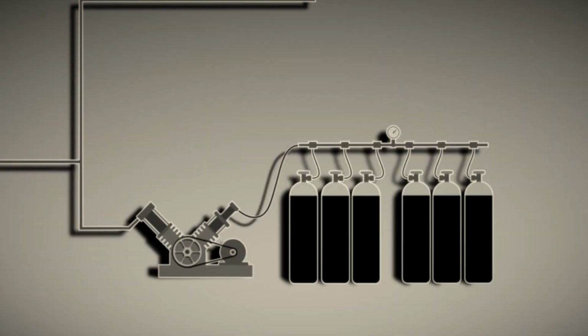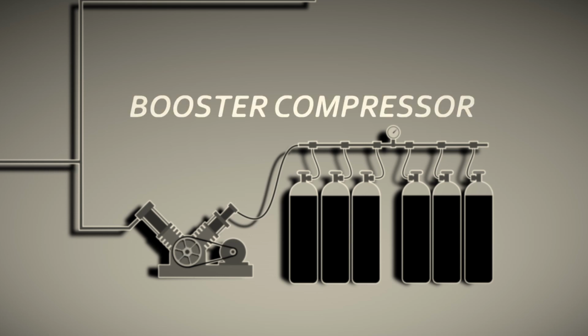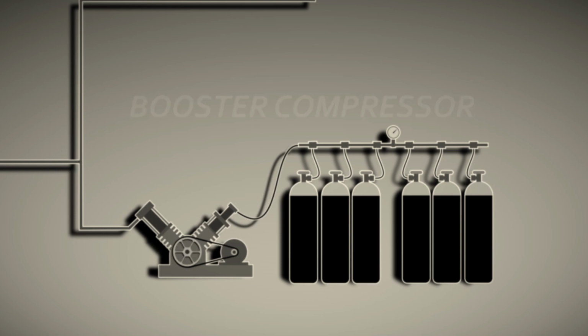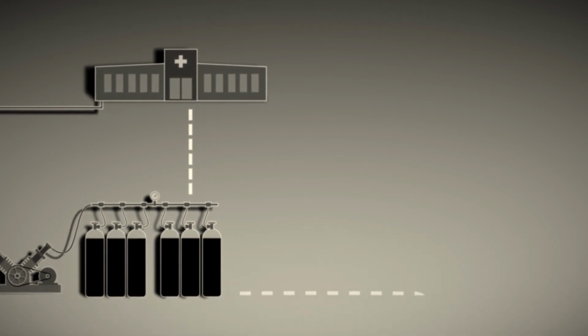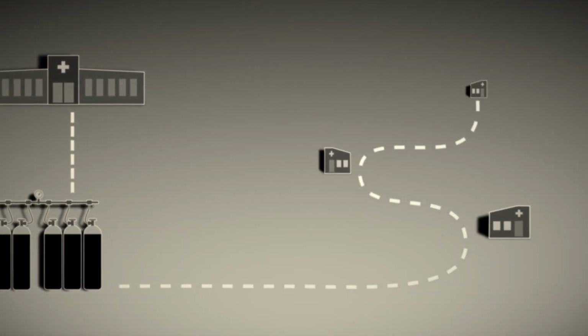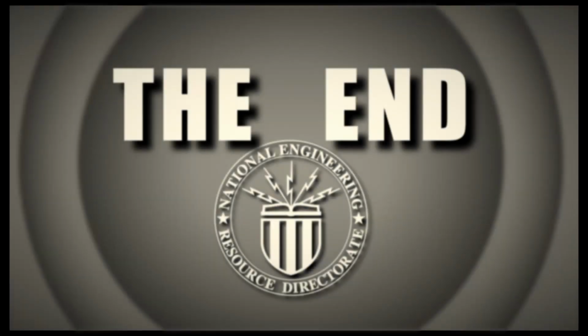Alternatively, oxygen can be stored in cylinders by means of a high-pressure booster pump. These cylinders can be used directly by the hospital or can be distributed to smaller local clinics in the hospital's catchment area. A hospital may use a combination of either of these distribution methods, depending on its needs.